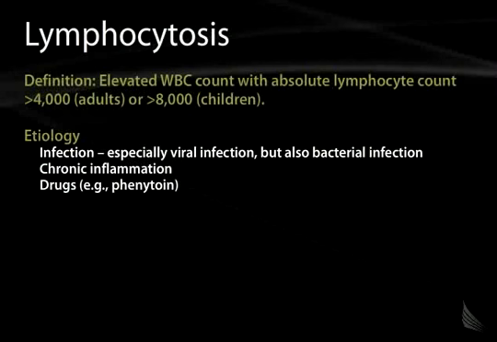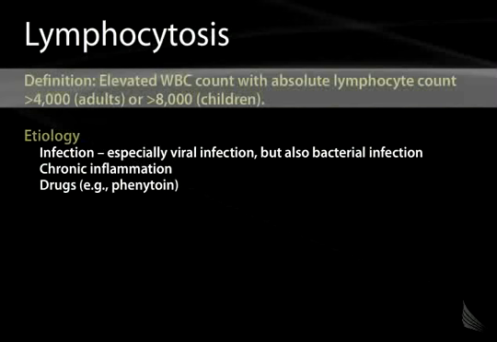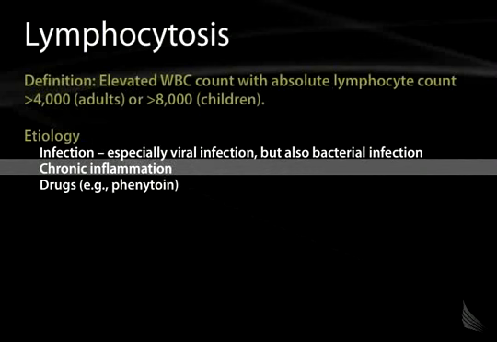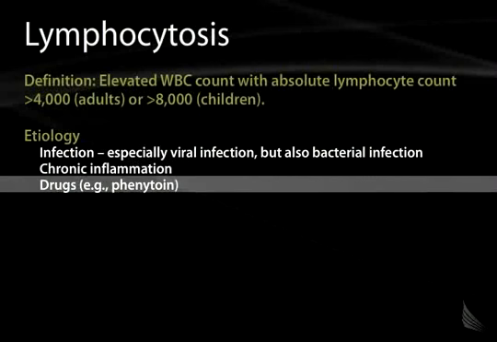Moving on to lymphocytosis. Lymphocytosis is defined as an elevated white blood cell count with an absolute lymphocyte count of greater than 4,000 in adults or greater than 8,000 in children. This is manifest especially in viral infections, but can also be present in some types of bacterial infection, or in chronic inflammatory states, inflammatory diseases, or collagen vascular diseases. You can have an increase in your circulating lymphocytes. There are some drugs that have, as a side effect, an increase in peripheral lymphocytes, such as phenytoin.